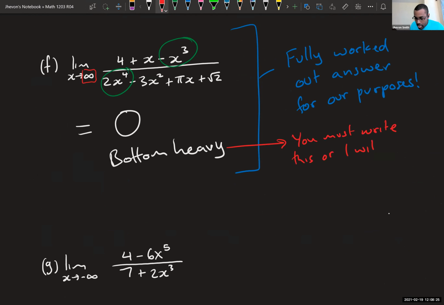Or I will consider it as not showing work. Right? Which I think is fair. It's a fair trade-off, in my opinion, right? Saves you a lot of time. All you have to do is write down a couple words, but you have to write something. If I give you this on a test and you just write down 0, I don't know if you cheated or just plugged it into a calculator or used Wolfram Alpha. I don't know. When you write, this is the answer because it's bottom heavy, now I at least know that they know that the highest power is on the bottom, right?